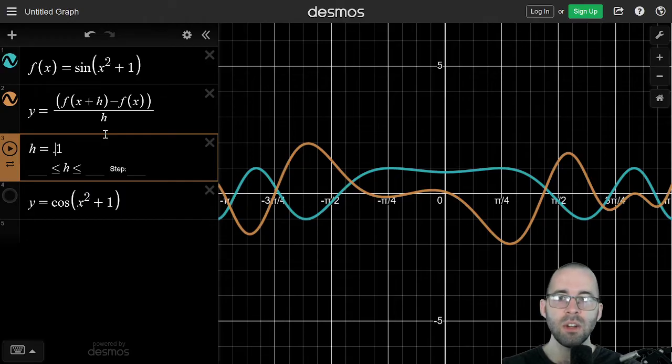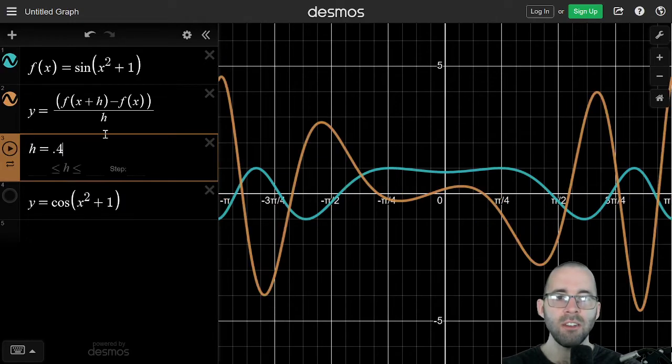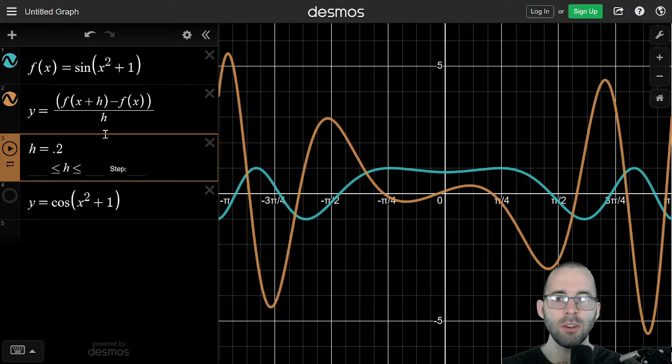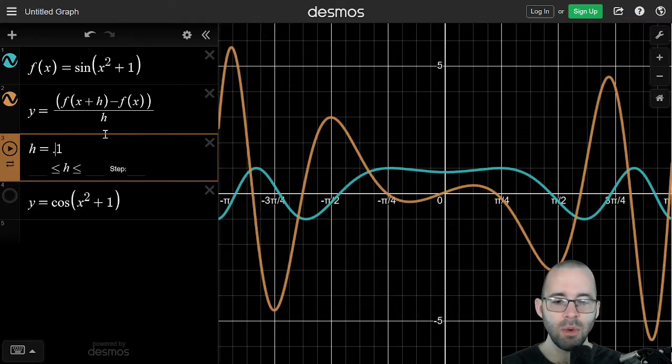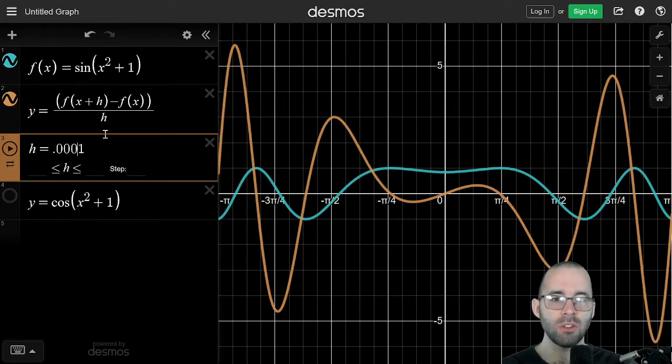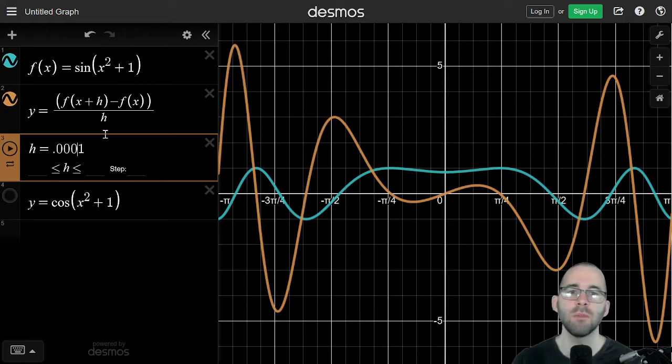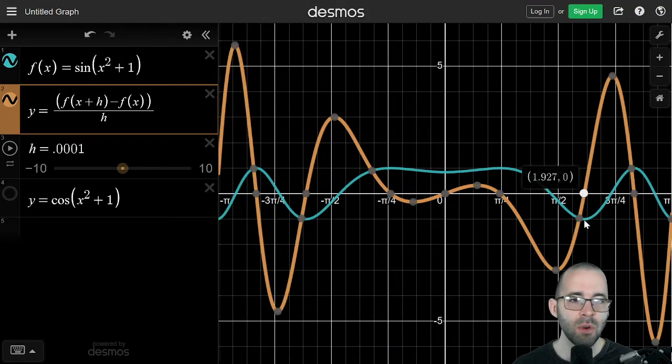So this is when h is 1. This is when h is 0.5, 0.4, 0.3. It's shifting a little bit. 0.01. Look at that orange graph. And once h gets small enough, this is basically our derivative. So again, we have the properties that we were talking about before. When the blue graph is at a local minimum, when the blue graph has a horizontal tangent line, the orange graph has a function value of 0.